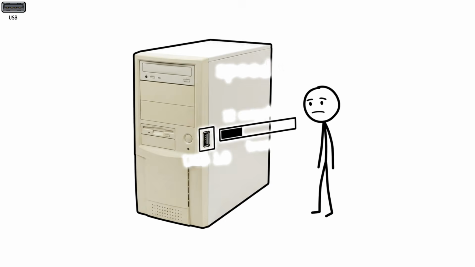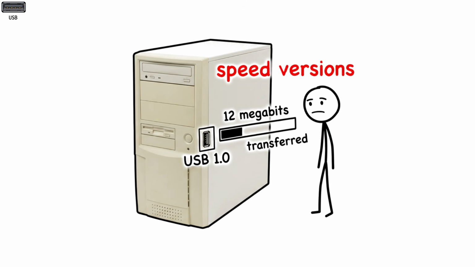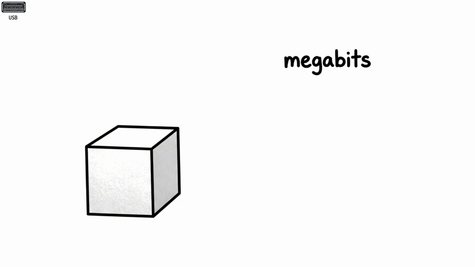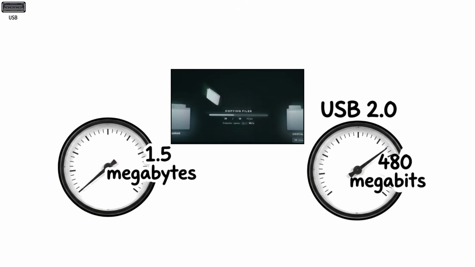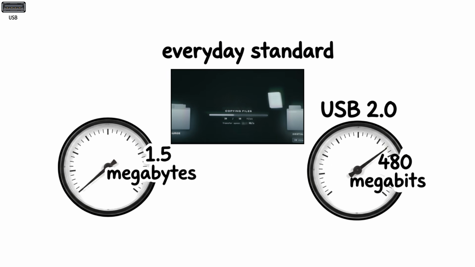USB also has speed versions. USB 1.0 transferred at just 12 megabits per second. And to be clear, megabits and megabytes are not the same. 1 byte equals 8 bits, so 12 megabits is only about 1.5 megabytes per second. USB 2.0 bumped that to 480 megabits and became the everyday standard.